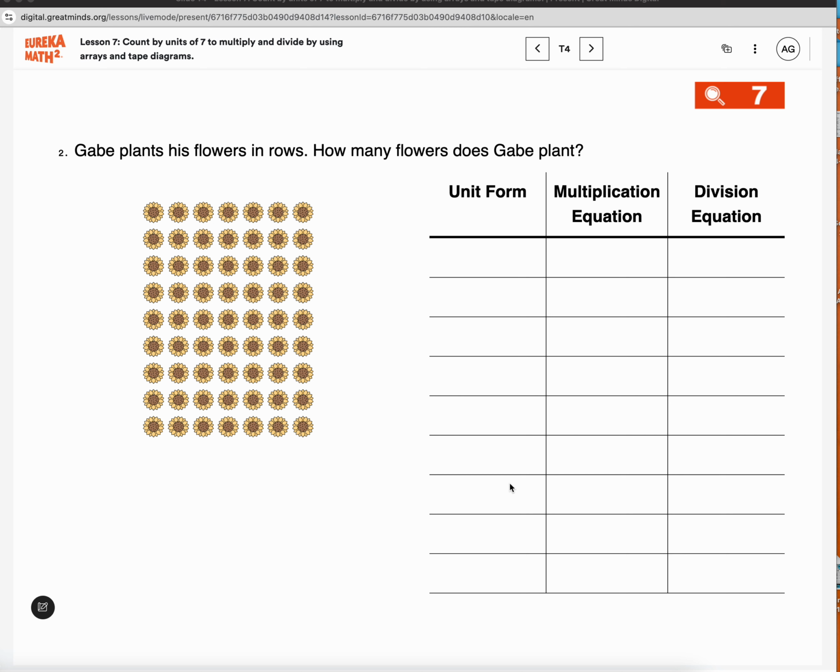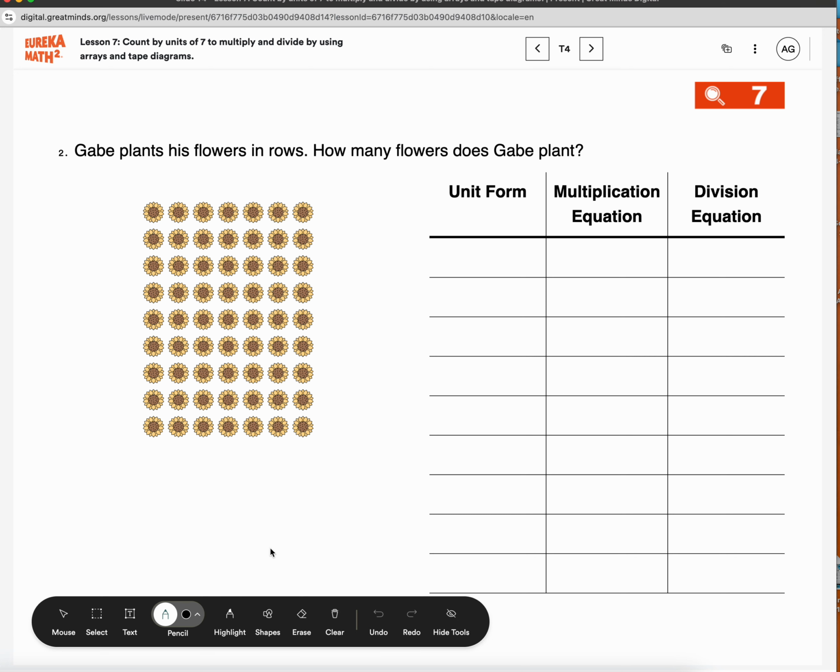Our goal for this lesson is to be able to count by sevens, to multiply and divide using arrays and tape diagrams. So it's nothing new here. This is actually all stuff that we know. It might seem a bit intimidating, but once you start working at it, you'll realize that you guys have got this down packed. So let's take a look at what we're doing here.